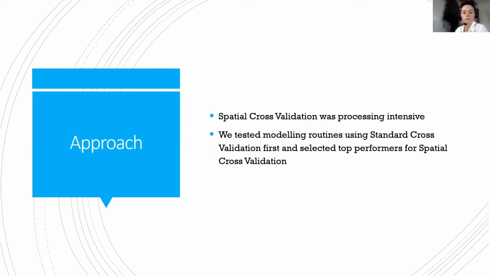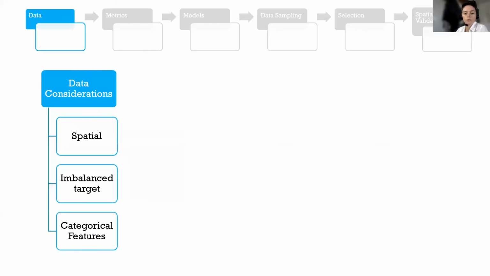If we hop into the approach taken, at the outset, spatial cross-validation is a pretty processing intensive routine to implement. So we tested modeling routines first using standard cross-validation and then selected the top performers for spatial cross-validation only. If we look through at our data considerations, obviously all of our input data is spatial. So that was key to this.